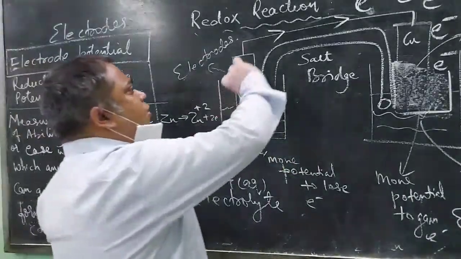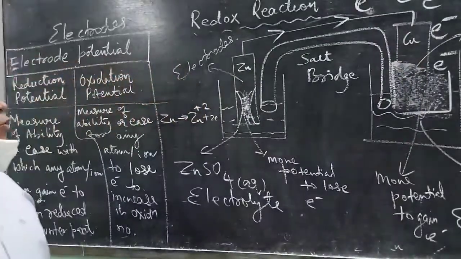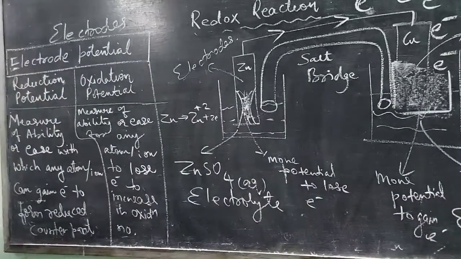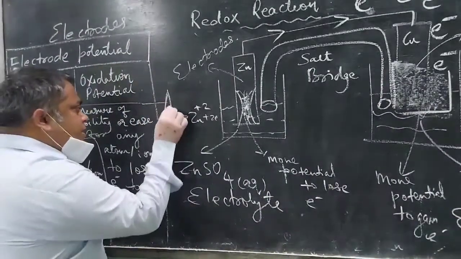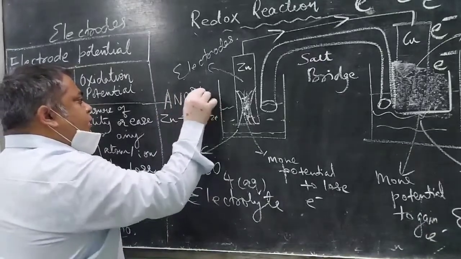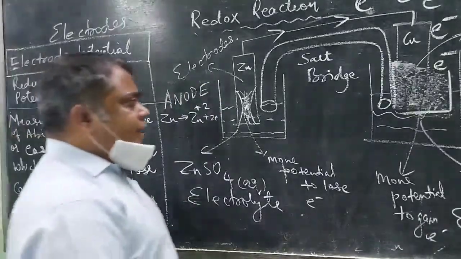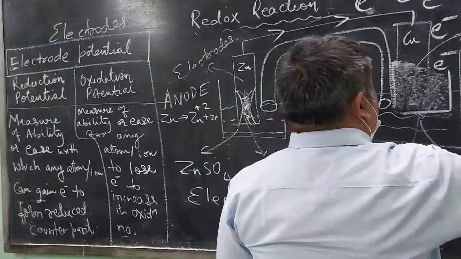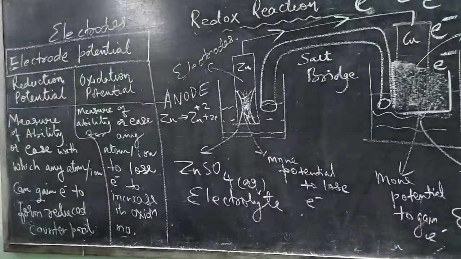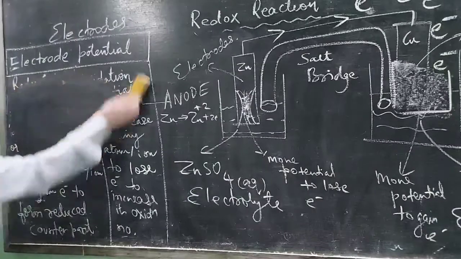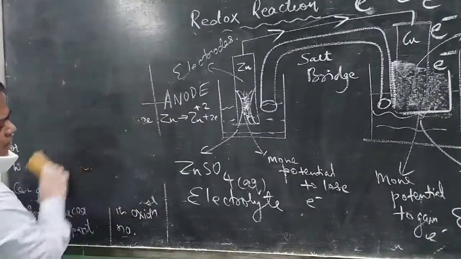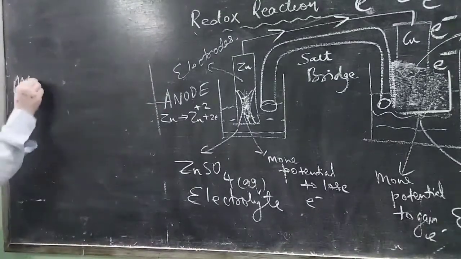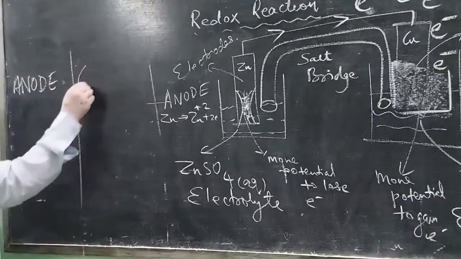Now, direction of flow of electron is from anode to cathode. What I said? Anode to cathode. Anode means the electrode where oxidation takes place. And cathode means where reduction takes place. So I have used two terms again, anode and cathode. So electrodes are of two types, anode and cathode.